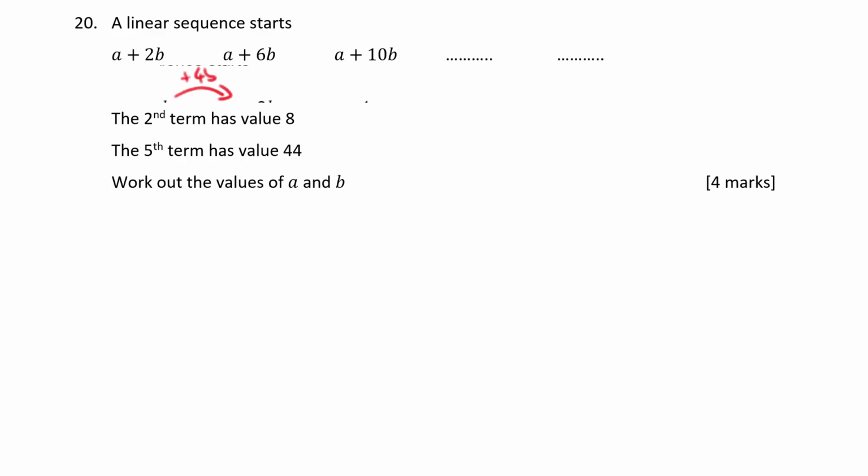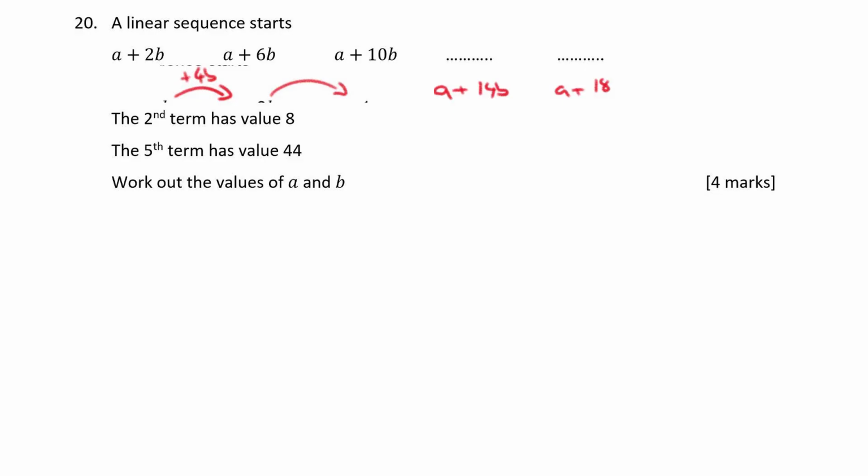So I'm adding 4B each time, and again, there we can see I've gone up by another 4B. So my next two terms are going to be A plus 14B and A plus 18B. Now I'm told in the question that the second term has value 8. So this one was worth 8. And the fifth term has value 44. So this term here is equal to 44.